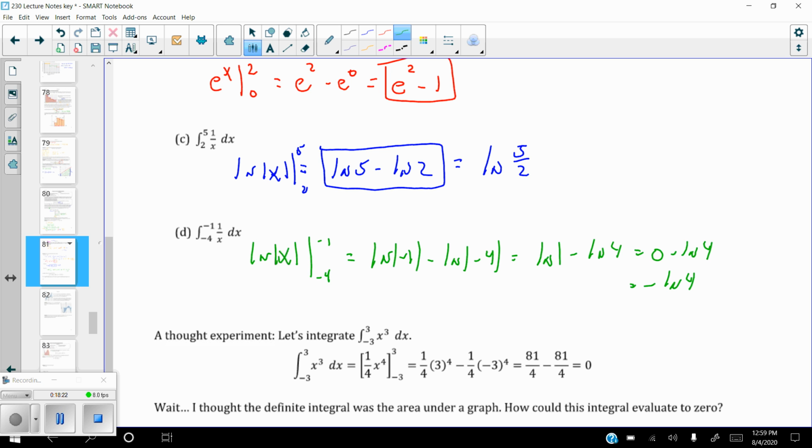And again, this right here is a perfectly acceptable answer. You might see it written, because one of the properties is that you can bring a coefficient, that negative, up to be the power of the 4. So you could see it written as the natural log of 1/4. Be exactly the same thing. Again, that's not really what I'm looking for. If you get me to the negative natural log of 4, we're doing good.